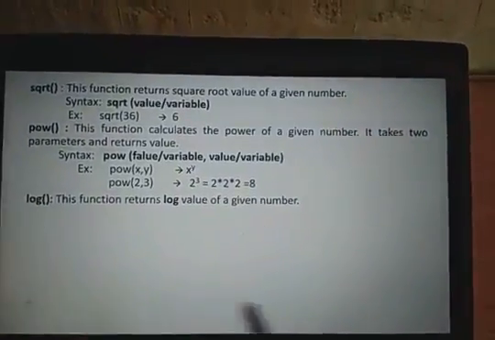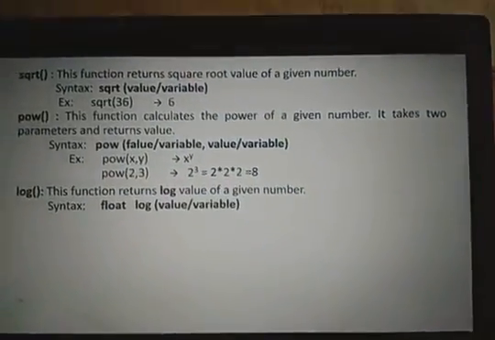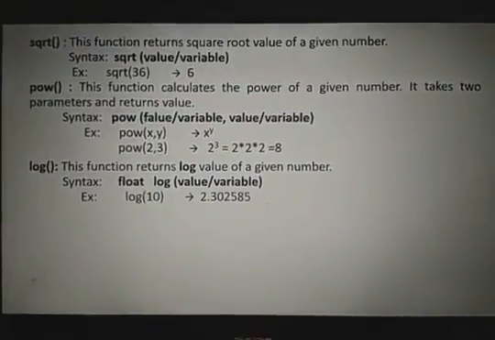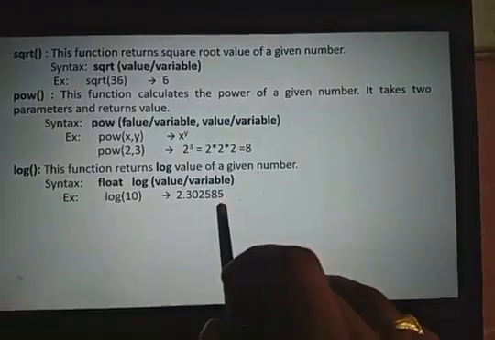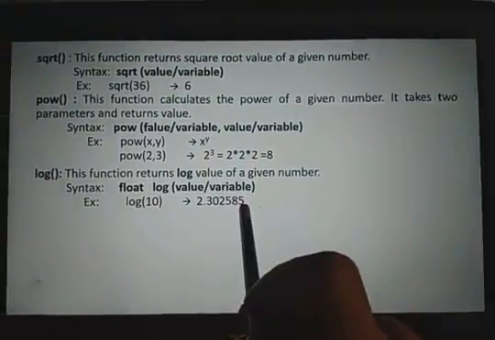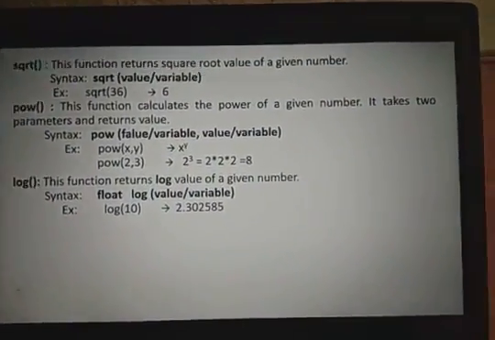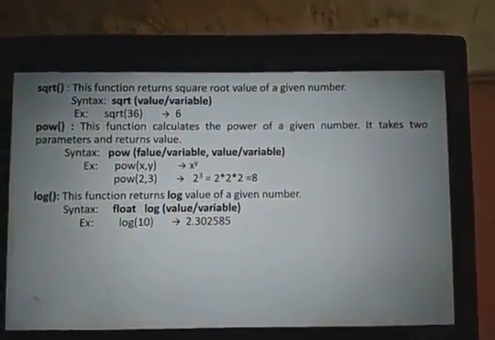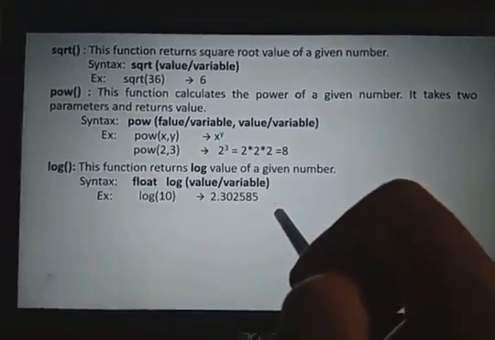Then the logarithmic value. The log value of base e is given by the log function. Log 10 value is 2.3025. If you give any value, it will give you the log value, so you don't need to go for the log table.